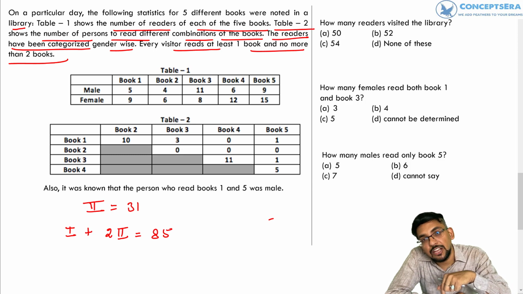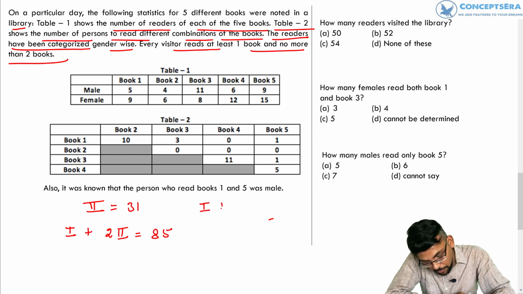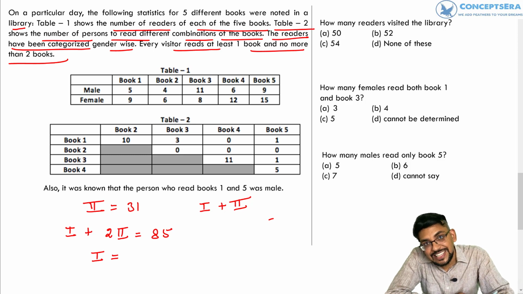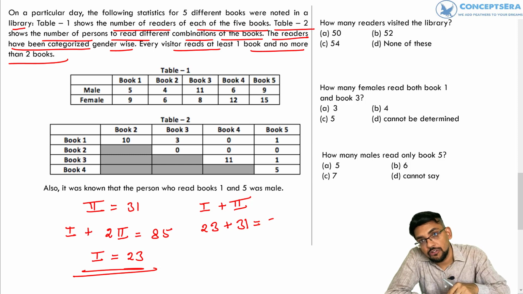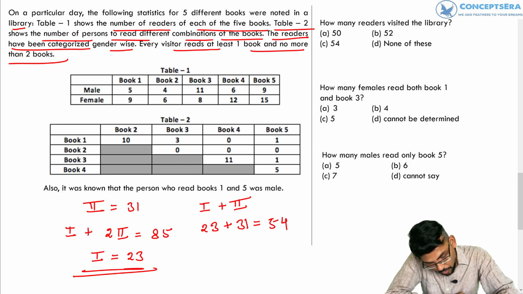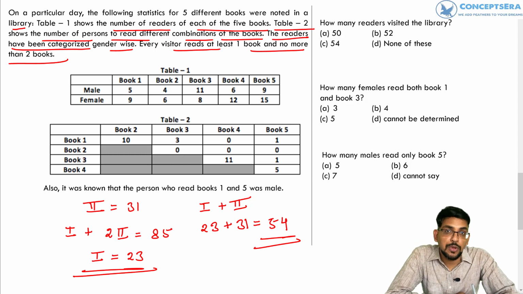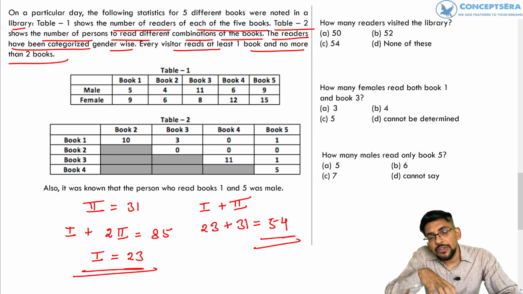Now once you understand exactly 1 plus 2 into exactly 2, you can definitely find exactly 1 plus exactly 2, because exactly 2 is given to us as 31 here. So we put 31, and exactly 1 will be equal to 23. So 23 for exactly 1 book and 31 for exactly 2 books. So the total number of people involved will be equal to 54. So 54 is the number of people involved in the library. So now we understood how to approach this particular case study and what data is given to us. Let's move towards the questions and try out the given questions.